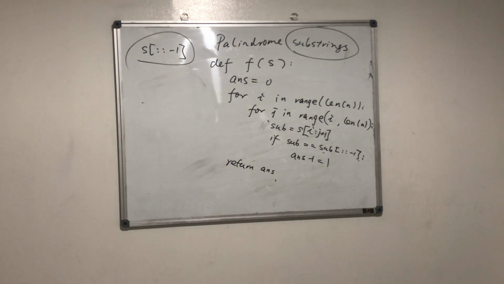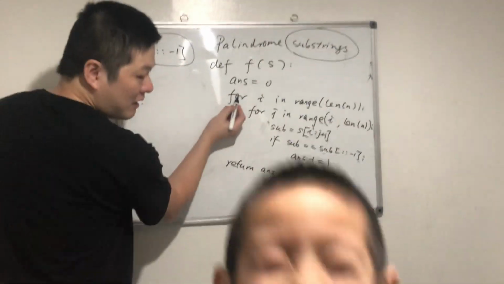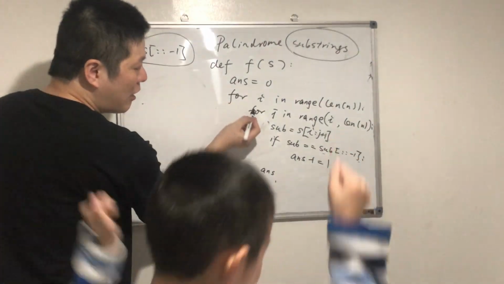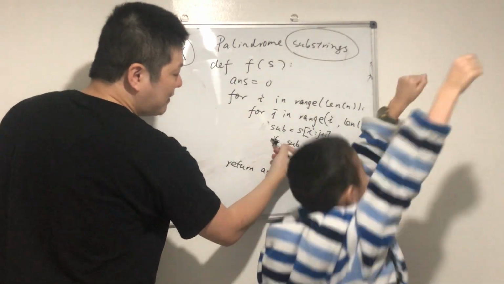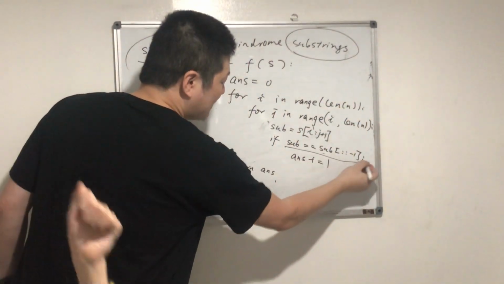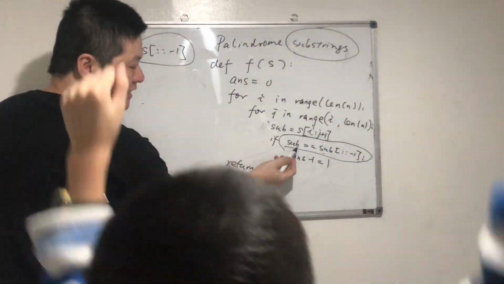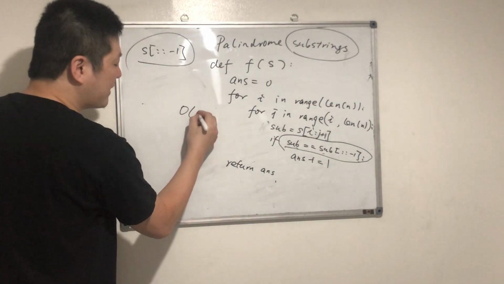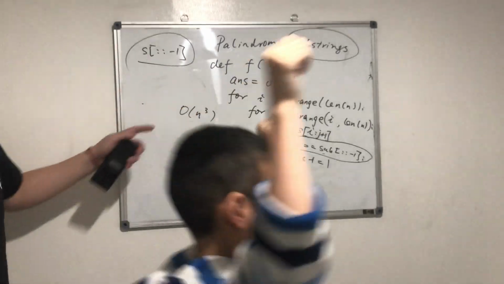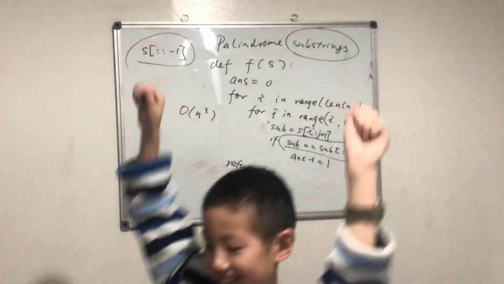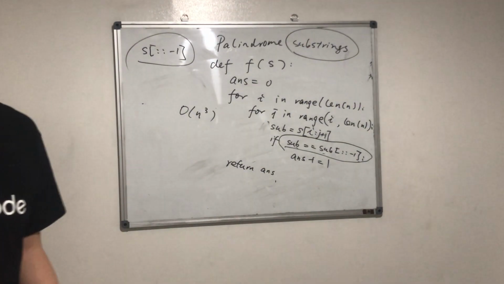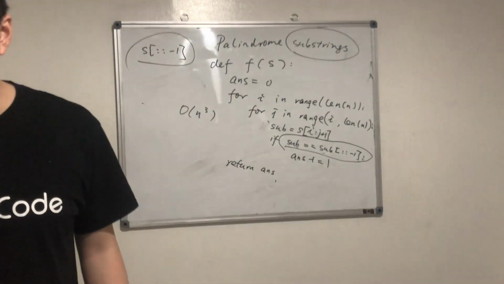So what's the time complexity? O(n) square, and there is another n here, a hidden n, so it's O(n) cubic. Remember this. Can we do better? Of course we can. I give you a hint.